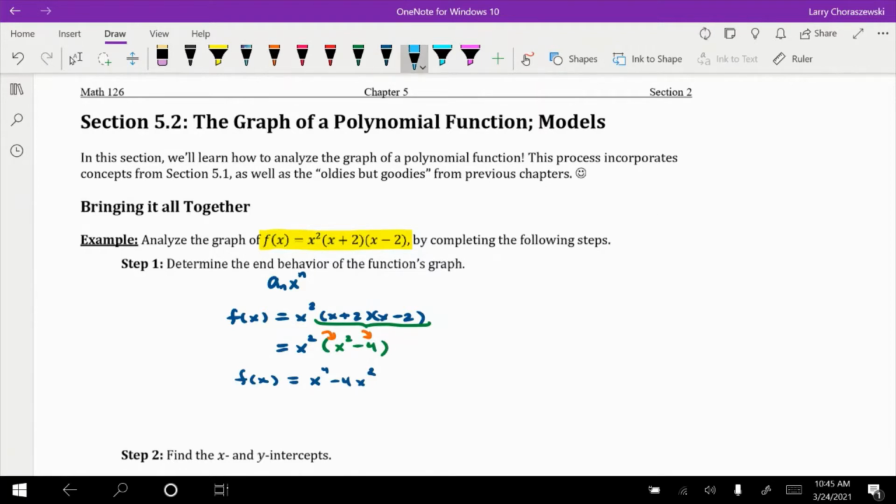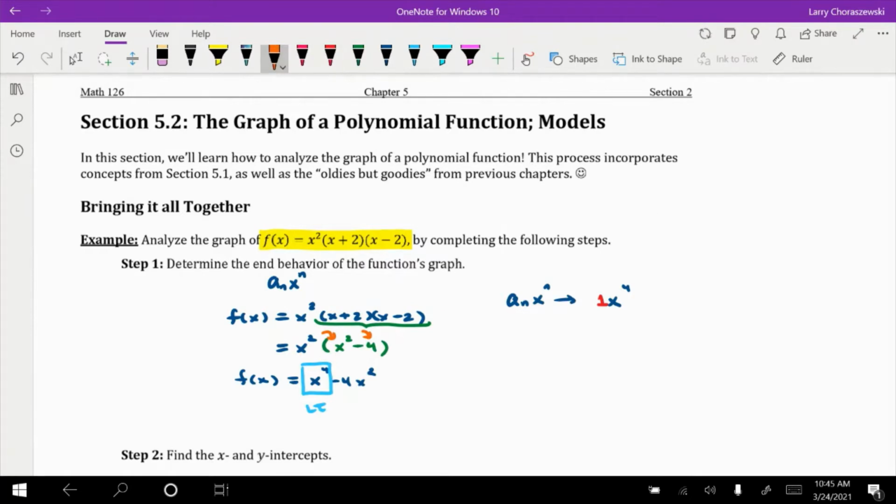So with the polynomial in this form, we have clear evidence as to what the leading term is. Okay, so I'm going to say a sub n x to the n corresponds to x to the 4th. And I'm going to add a little more detail to this x to the 4th. I'm going to put the coefficient of 1 in front of it.